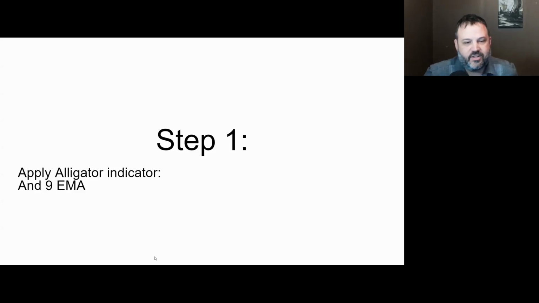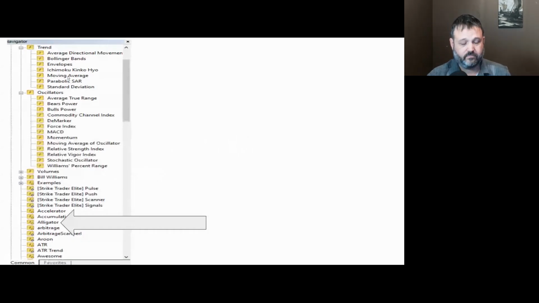Okay, so we're going to start out with step one by applying the indicators. This requires an alligator indicator and a 9 EMA. You go to your platform, and on the MT4 is the alligator, and you just drag that onto your chart. I'm not going to show you where the 9 EMA is because I know everyone knows where that is already. So step one, add the 9 EMA and the alligator indicator.